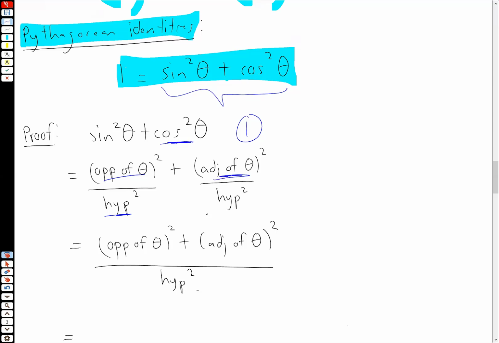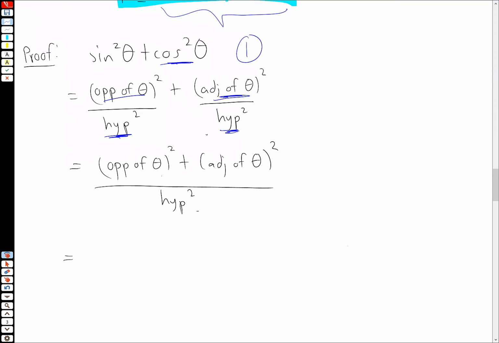That's adjacent over hypotenuse, so we get adjacent squared over hypotenuse squared. And now if we add the fractions, notice we have the same denominator, so we can add. Okay, so we'll get opposite squared plus adjacent squared over hypotenuse squared. And now to get 1, because where does 1 come from?